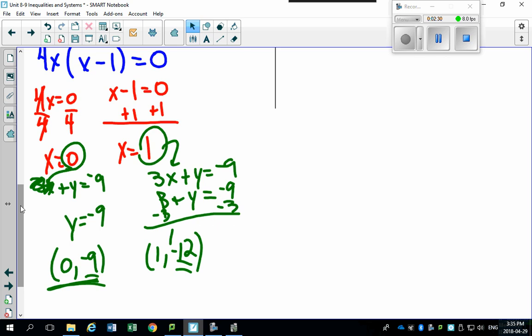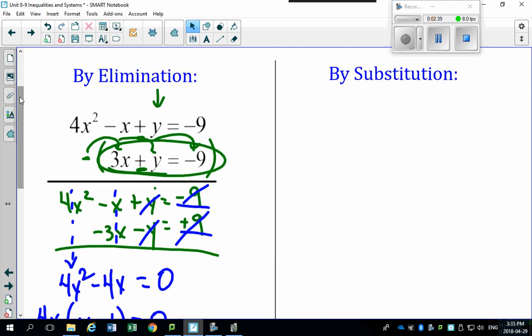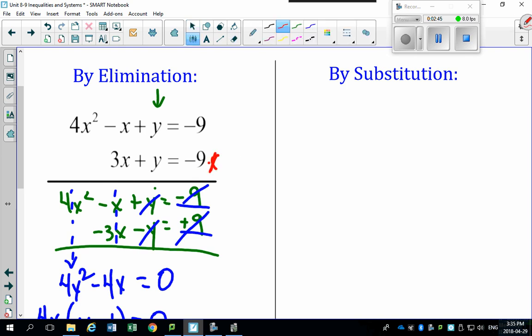Now, I want to show you the exact same thing, but now using the substitution method. Okay? Here we go. Right there. Now, clean this guy up a bit. I like to substitute the linear one. The linear one just makes so much more sense to substitute. Let's go. 3x plus y equals minus 9. Solve for y by subtracting the 3x from both sides.